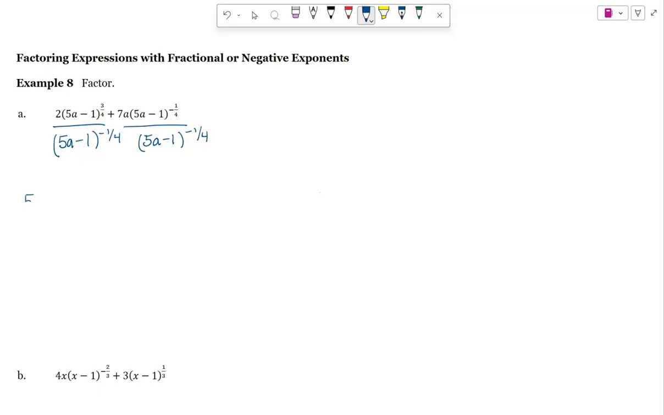So our next line will have 5a minus 1 to the negative 1/4, and then I want to see what I have left over. I'm going to start with the second term here. In the second term, all of this is going to cancel, and I just have 7a left over. That's for the second term. The first term is a little bit more complicated, so let's go back. For the first term, we want to figure out how these two exponents are going to combine or cancel. So let's do a little side work over here.